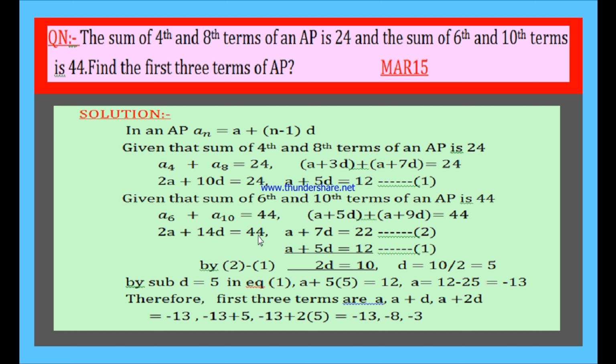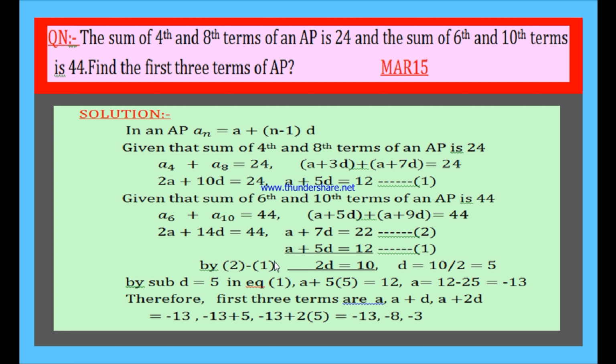Let us divide this equation by 2. 2a by 2 is a, 14d by 2 is 7d, 44 by 2 is 22. It is the second equation. Now let us write the first equation below the second equation. First equation is a plus 5d is 12.